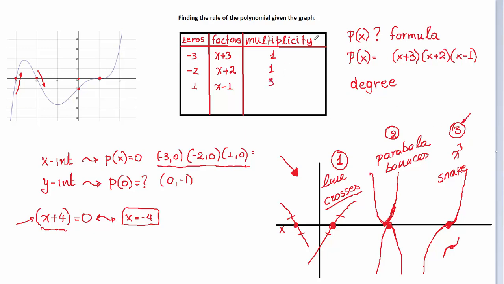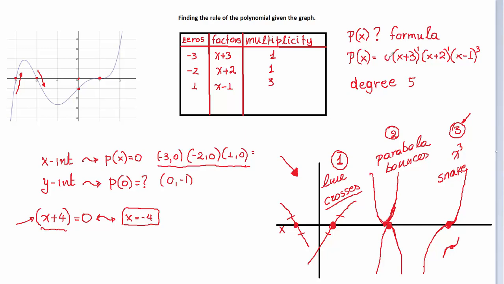Now the multiplicities translate on the polynomial rule as the exponents of those factors. So x plus 3 has exponent 1, x plus 2 has exponent 1, and x minus 1 has exponent 3. So at this point, we can see, first of all, that the degree of this polynomial is 5. But are we done? Not really.